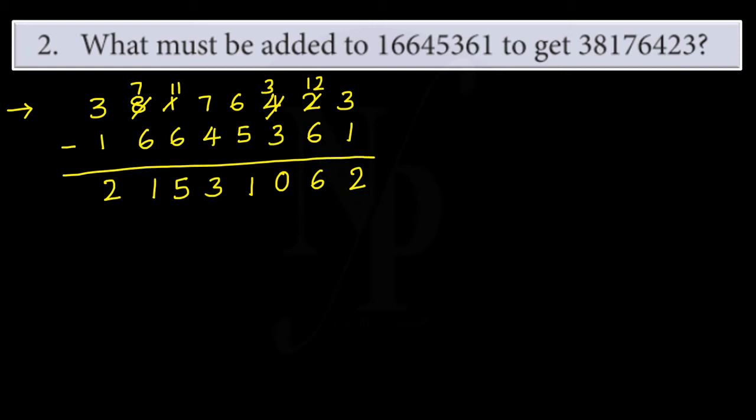So if you add this number, that is 2 crores 15 lakhs 31,062 with 1 crore 66 lakh 45,361, you will get 3 crore 81 lakhs 76,423 as sum. You can verify this.